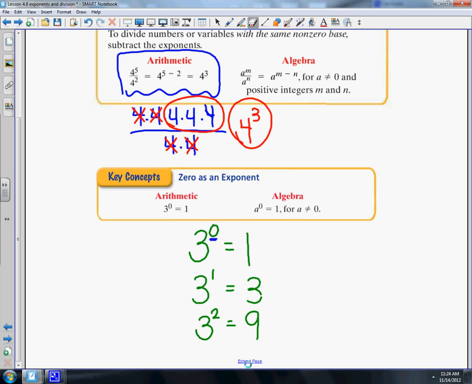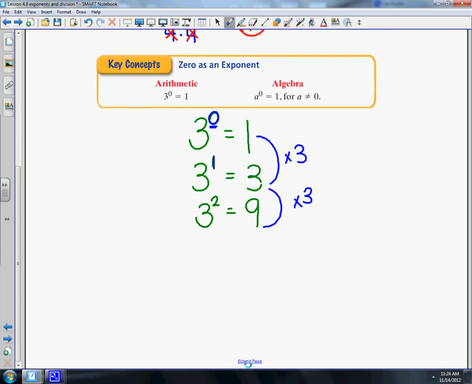So the 1 is the starting point, and then as you go up, so see how I went from 0 to 1? As you go up, you times it by 3. And that's how the pattern works. It's just a very simple pattern. If I were to keep going, 3 to the 3rd equals 27. Every single time, you're timesing by 3.